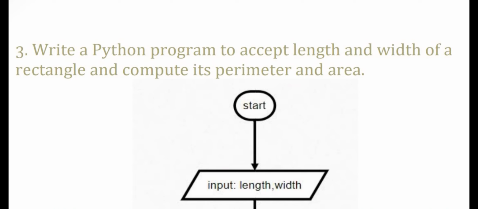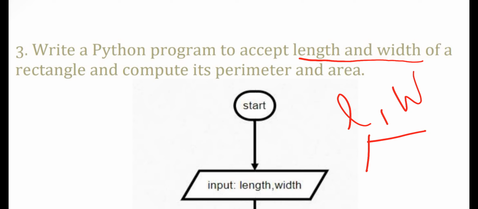Coming to the question, in this program, you are going to write a program to accept length and breadth. First thing you need to remember is here you need to accept the length and breadth, that is L and W. Okay. So what is this L and W? It is a rectangle formula. So you are calculating the area and perimeter of a rectangle.